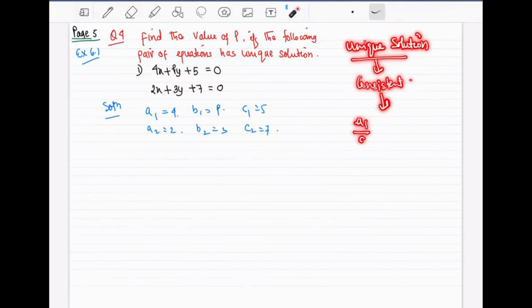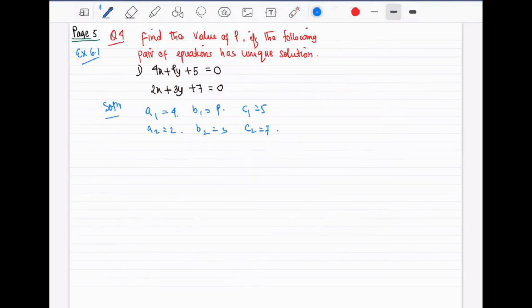We will have a1 by a2 not equal to b1 by b2. No need for the values of c1, c2, right? So since the two equations have a unique solution, they are consistent. Let's write here, since the equations are consistent. The question actually says unique solution, and we are going to mention it here, but it's the same as saying they are consistent, right?